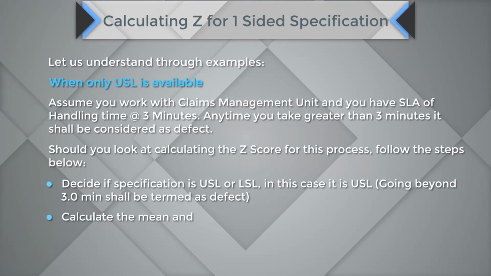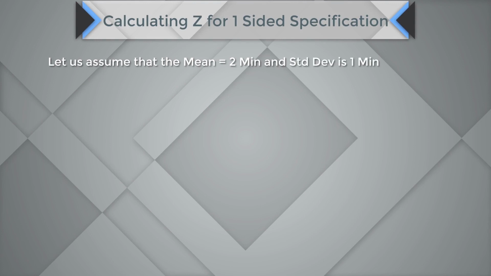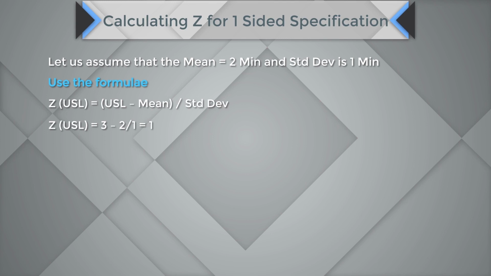Calculate from the data collected the mean and the standard deviation of the delivery TAT. Collect the data for the period you would want to study the process capability for. Once your data is collected, calculate the mean of the data and the standard deviation of the data. Let's assume that the mean came at 2 minutes and your standard deviation came at 1 minute. Use the formula now. Z on my upper side equals USL minus the mean upon standard deviation, which is my USL was 3 minus 2, which is my mean, divided by 1, which is 1.